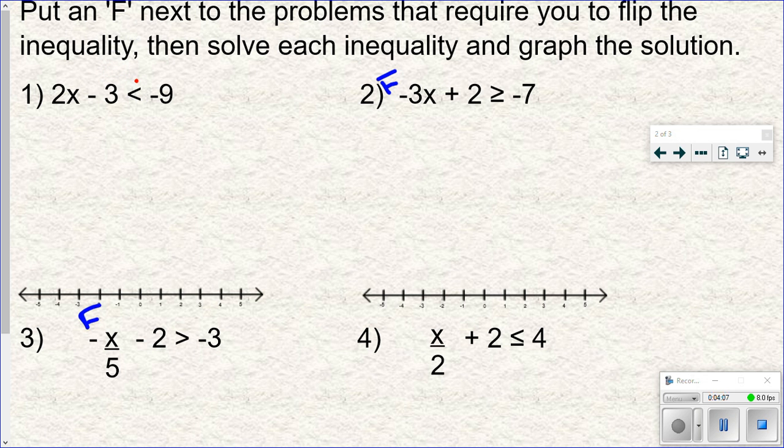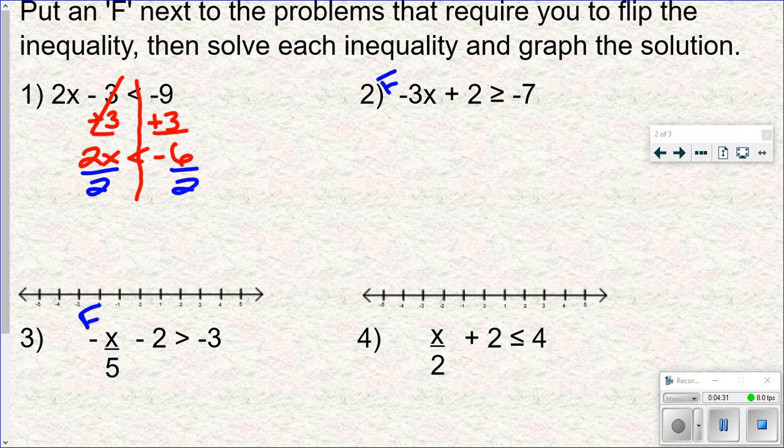So the way I teach to solve equations, put a line down the middle. I see -3, so I do +3. -3 plus 3 is 0, so that leaves me with 2x is less than -9 plus 3 is -6. And now x is being multiplied by 2, so I'm going to do the opposite and divide by 2. So my solution is that x is less than -3. So x is all values less than -3.